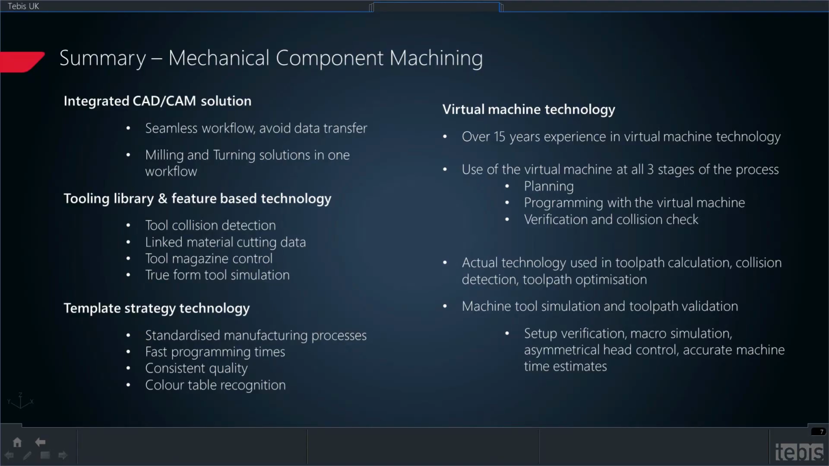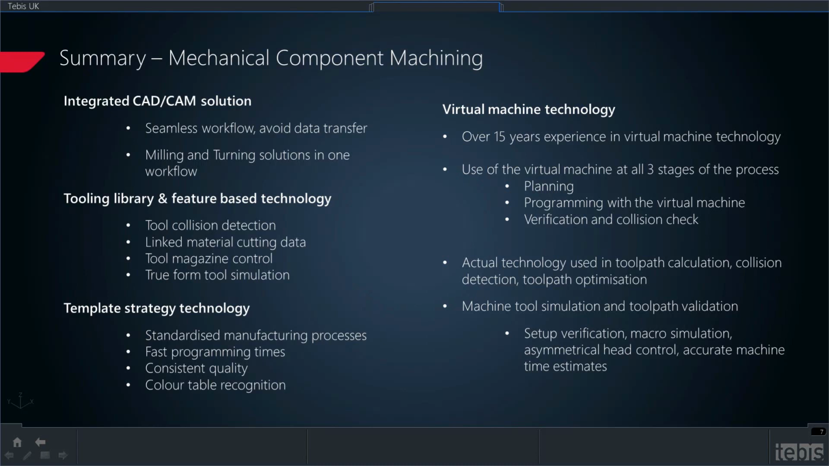In summary, Tebis is an integrated CAD/CAM solution. We create seamless workflow and avoid data transfer by working within one single piece of software. Milling and turning solutions are in one workflow. This means no switching of software, no switching of environments. Tebis works with this all in one place. Tooling library and feature-based technology. Tool collision detection, linked material cutting data, tool magazine control, and true form tool simulation. Template strategy technology, standardized manufacturing processes, fast programming times, consistent quality and color table recognition.